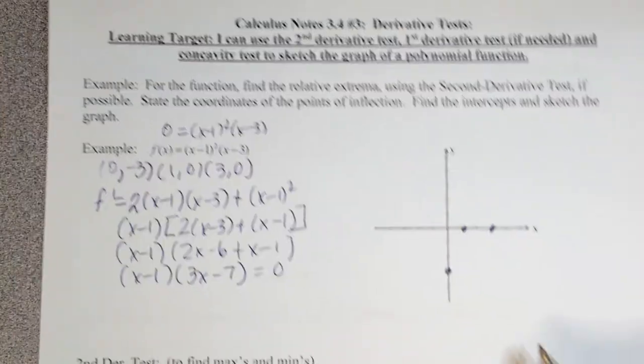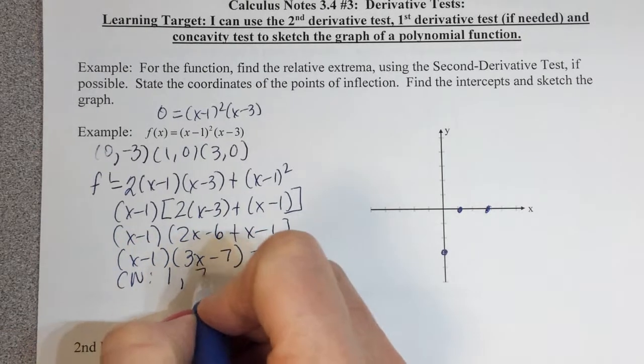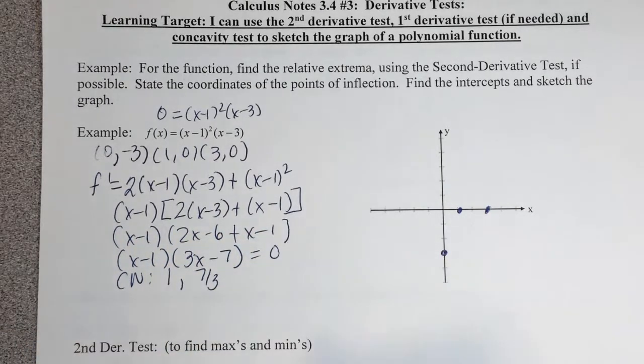I set that equal to 0. That's going to tell me my critical numbers. So 1 is a critical number and 7/3 is a critical number.